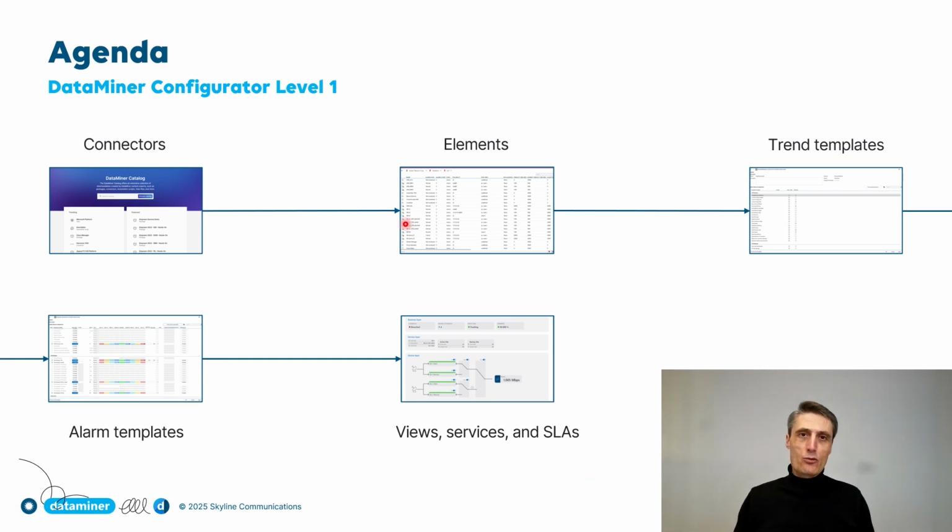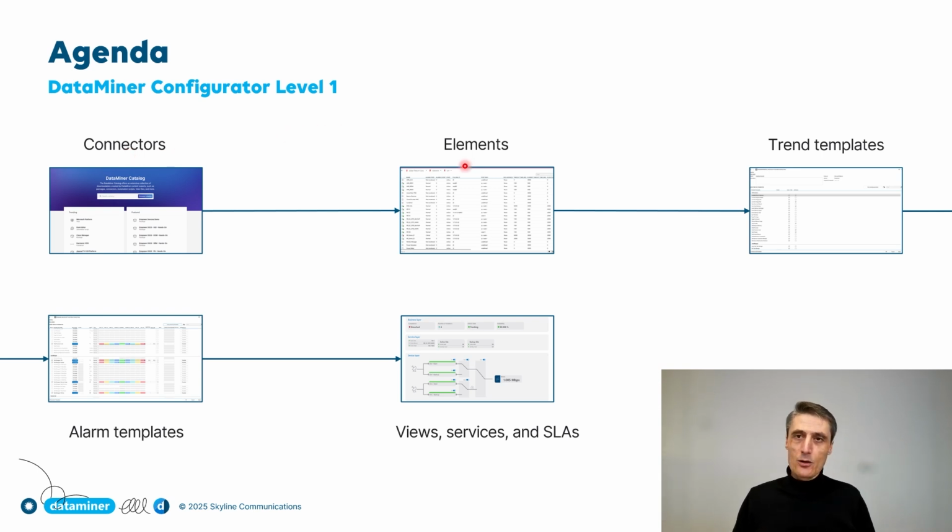And there it is already right in the middle, the elements. That's going to be the most important thing we need to do here, building those elements in a DataMiner system to get all the information from the data sources into the DataMiner system. But to be able to add an element to a DataMiner system, you do first of all need connectors. So we will need to take a look first at connectors.